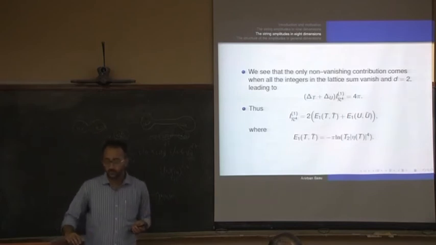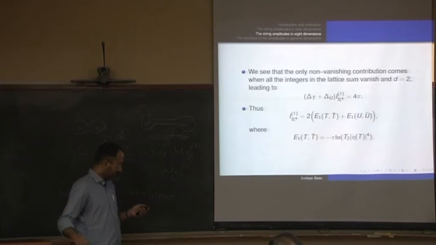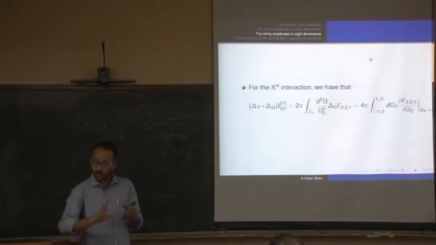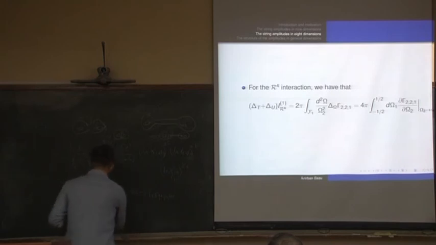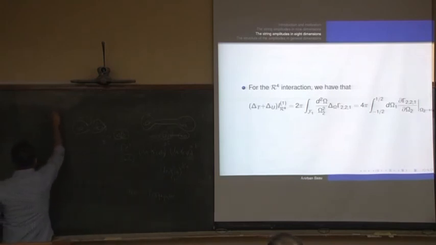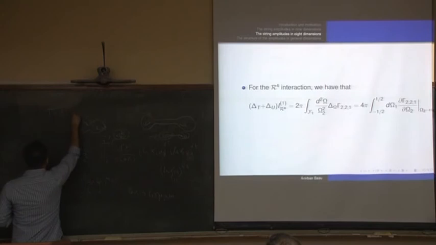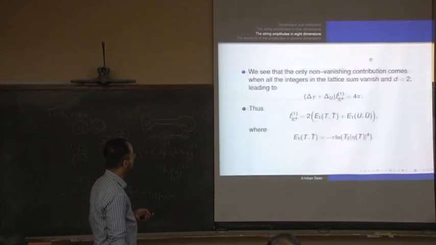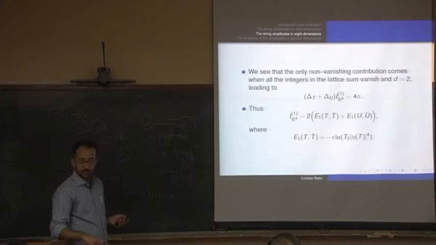T and U were defined how? Okay, so we have this T2 compactification. U was the complex structure modulus, and T was the volume. So again, you immediately see that this trivially follows because it's a boundary term.